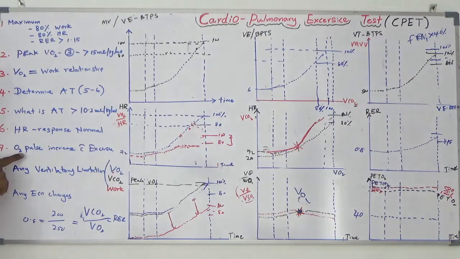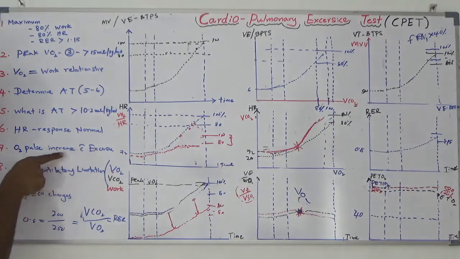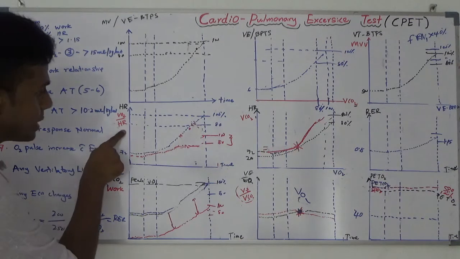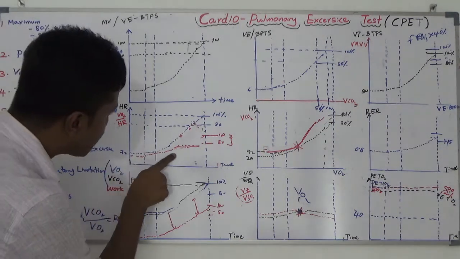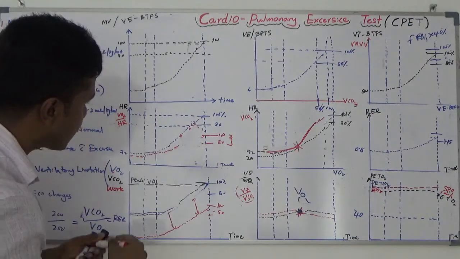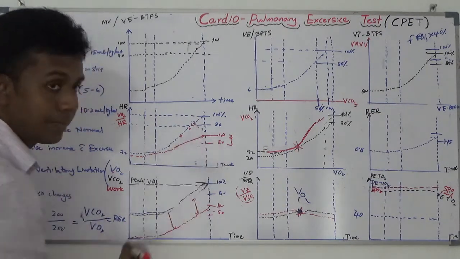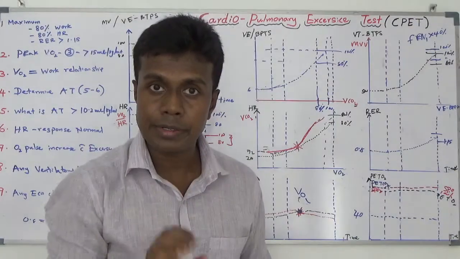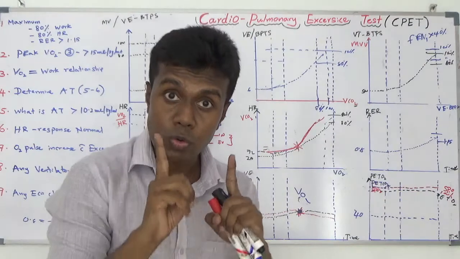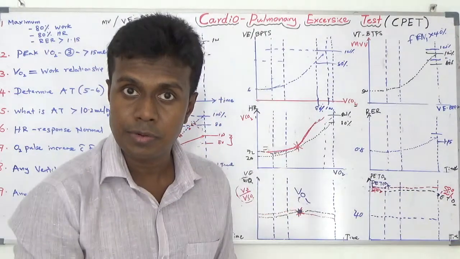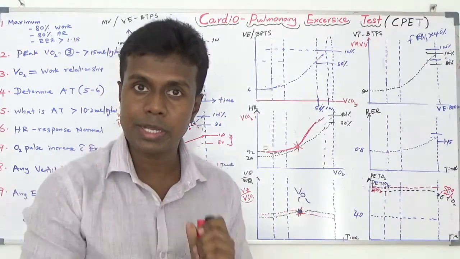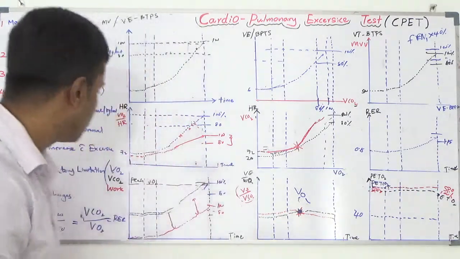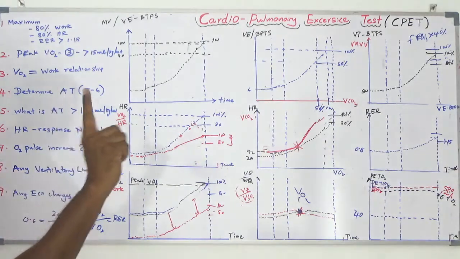Then you have to check the O2 pulse, whether it increases with exercise. Here your O2 pulse should gradually increase from here to here during the exercise. O2 pulse means the volume of oxygen per stroke volume. You should have a gradual increase like that. Otherwise, you are having some kind of pathology. Your O2 pulse should increase with exercise.